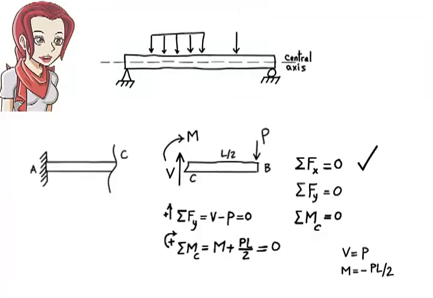Here, we can conclude that when a beam is subjected to a transversal load, a load that is perpendicular to the beam's central axis, then two internal forces develop in the beam, a shear force and a bending moment. Generally speaking, these forces do not remain constant in the beam. Therefore, their values need to be determined at critical locations throughout the beam.